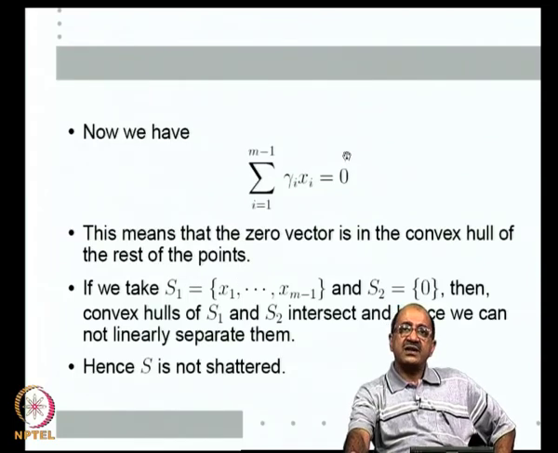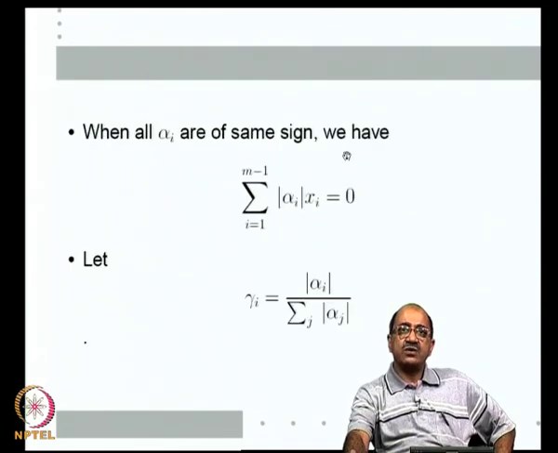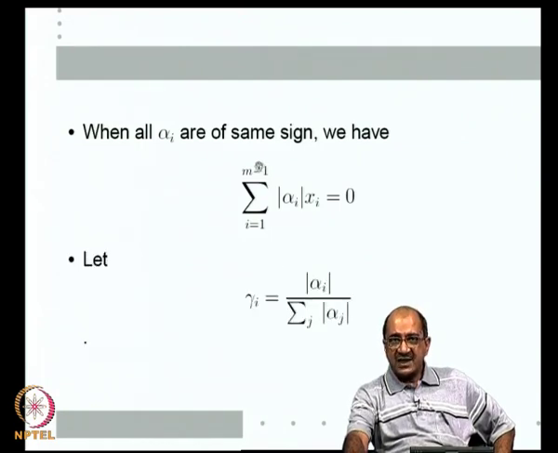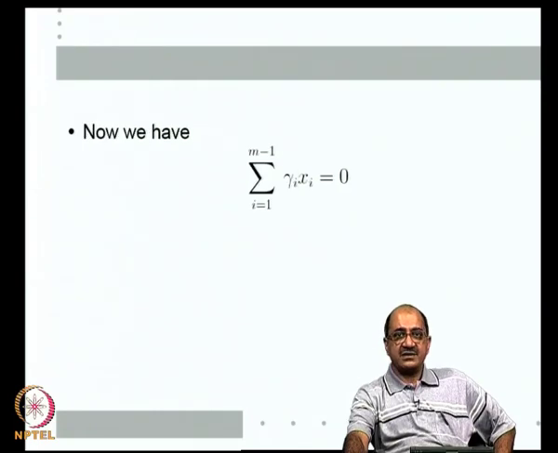We have done it only for the simple case. We have been considering so far the case where all alphas are of the same sign. To consider the more general case, it is the same thing. Because all of them are the same sign, I have this. Once I have this, I can normalize to make it a convex combination. Once I make a convex combination, I can show the convex hulls intersect. The same thing will follow for the more general case.